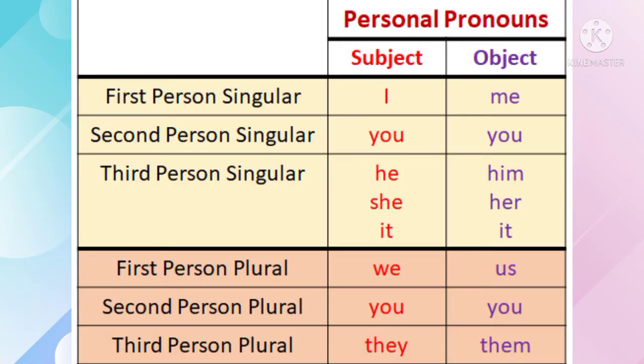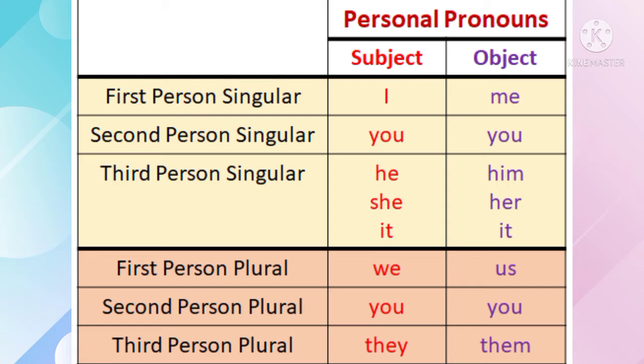So how can we classify these pronouns? I will explain that to you in detail. Personal pronouns can replace nouns that name people. Personal pronouns are used as the subject of a sentence and the object of a sentence. Personal pronouns are of three kinds: first person pronoun, second person pronoun and third person pronoun.